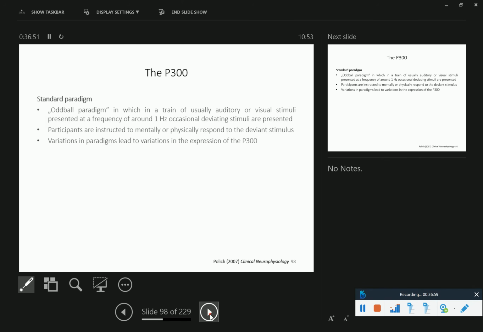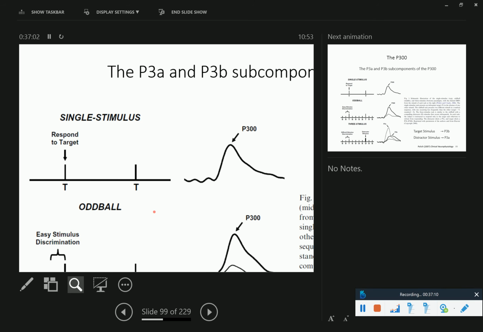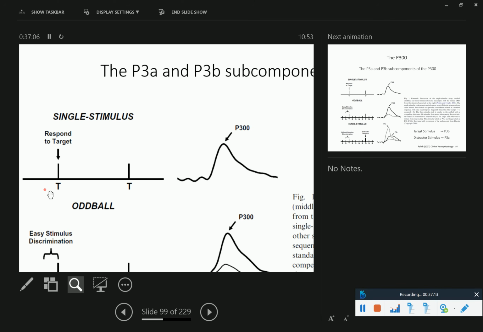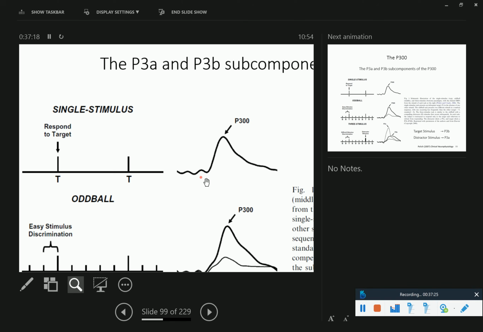So let's look a little bit more into the P3A, P3B business. Here, I always have to remind myself how that works. So first, we have a single stimulus being presented fairly occasionally, and people are required to respond to that. Then, without any standard in this case, you get a P300, so you get a positive deflection around 300, 400, 500 milliseconds. That's very reliable. That's something that you see all the time.